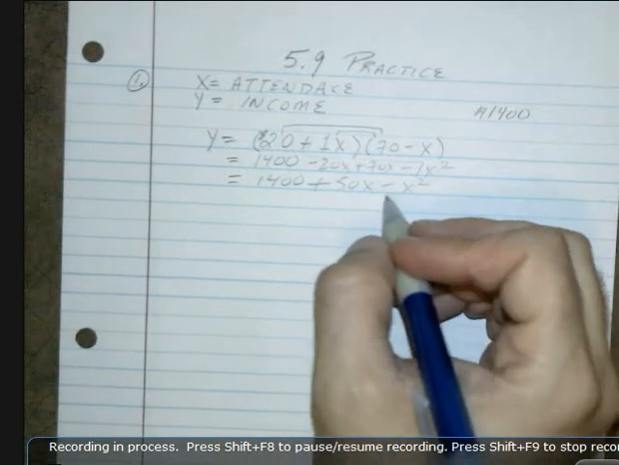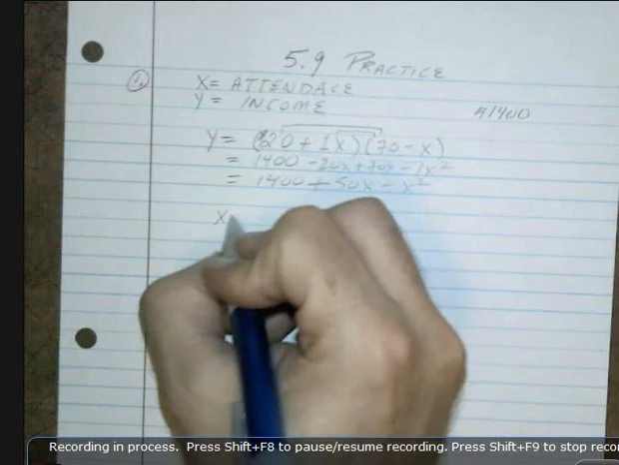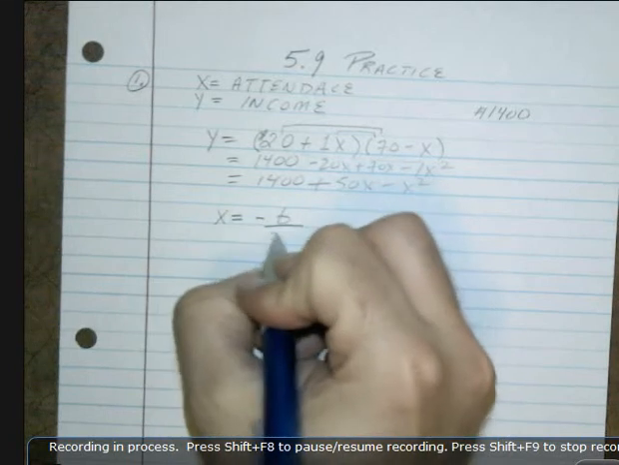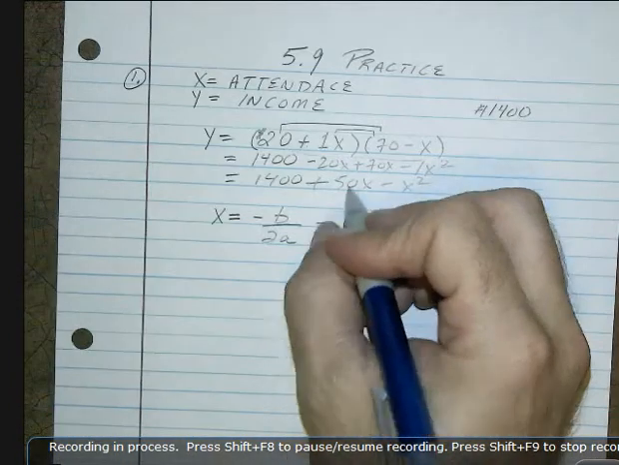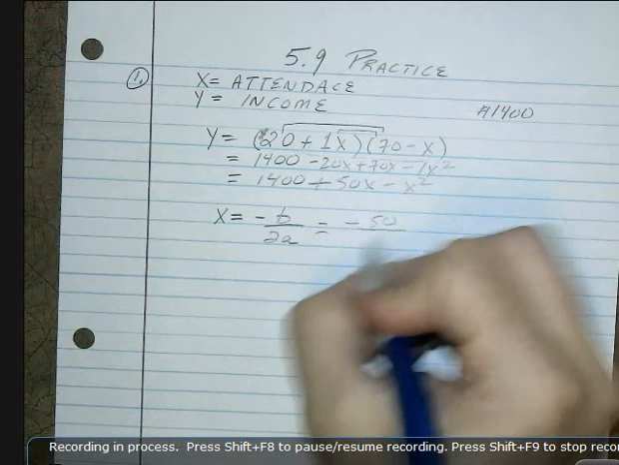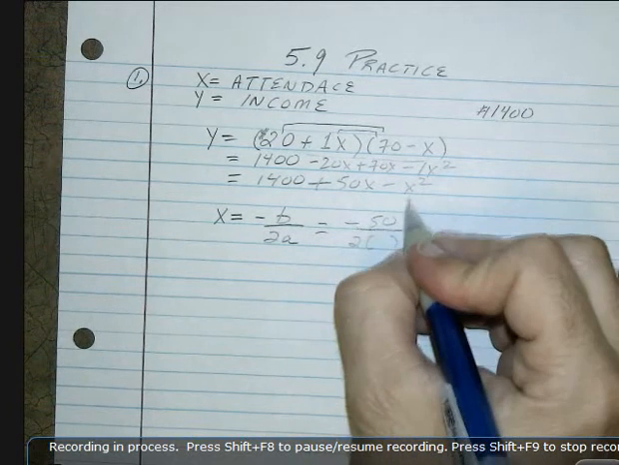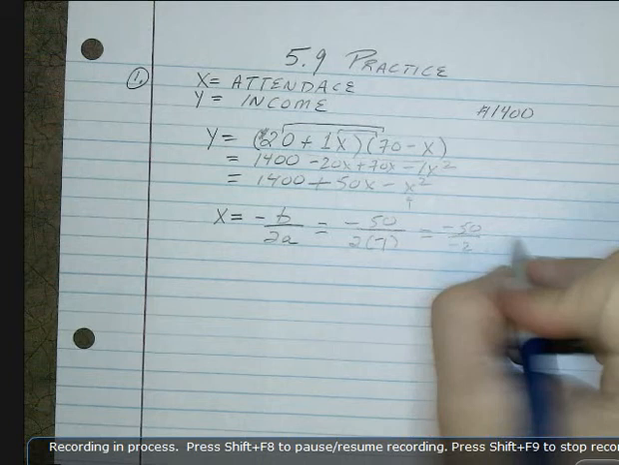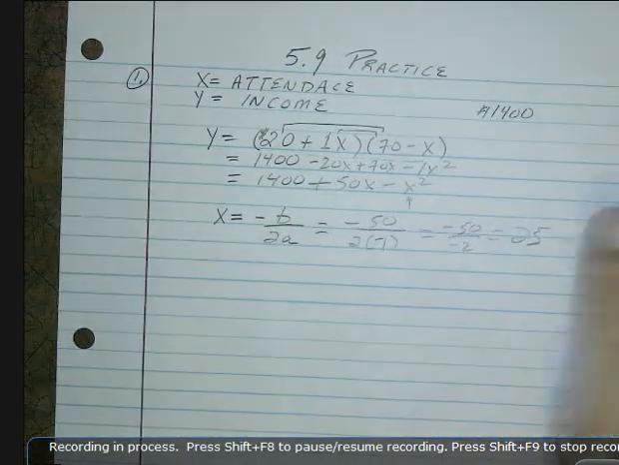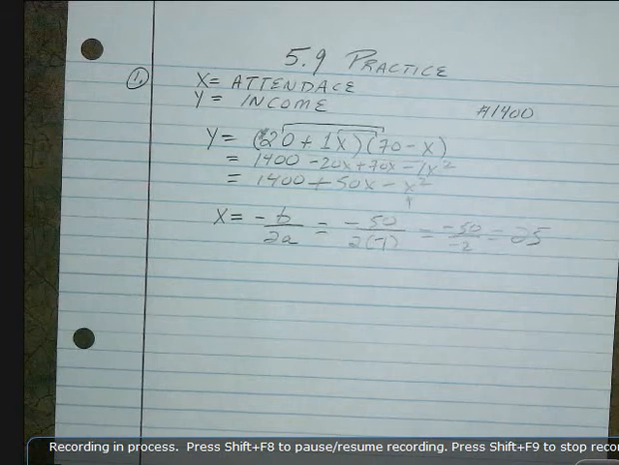So, find the vertex. Opposite of b over 2a. Kind of a common theme for a lot of these. So the opposite of b, which is 50, over 2 times my coefficient of x squared, which is right here, and that's negative 1. So negative 50 over negative 2 is positive 25. That will be the amount of increase that we're going to want to put in there. And it's going to be the number of people that are also not going to be coming to next year's class because they've increased the price.